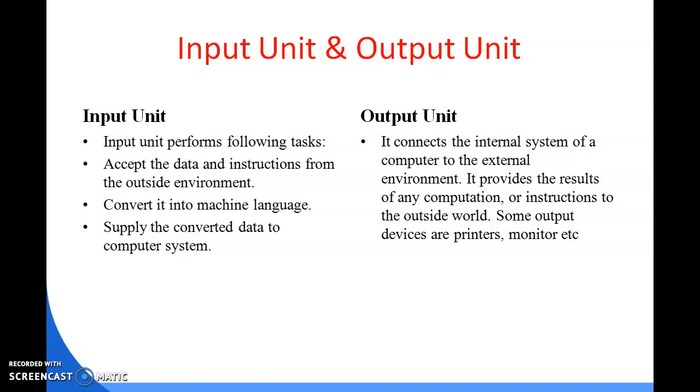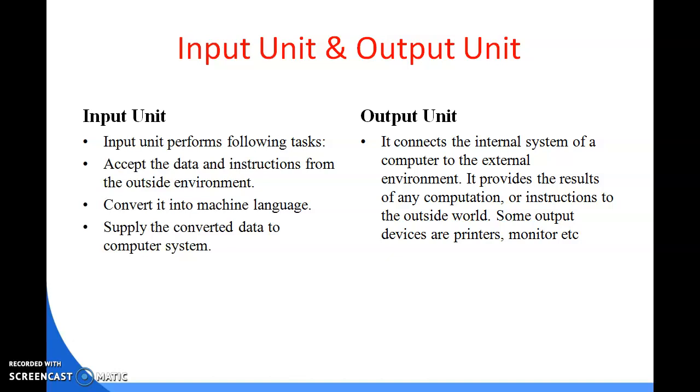Next is the output unit. It connects the internal system of a computer to the external environment, just the opposite of the input unit. An input unit receives data from the external environment into the computer system, but the output unit throws the data from the internal system to the external environment. It provides the results of any computation or instruction to the outside world. Some output devices are printers, monitors, etc.